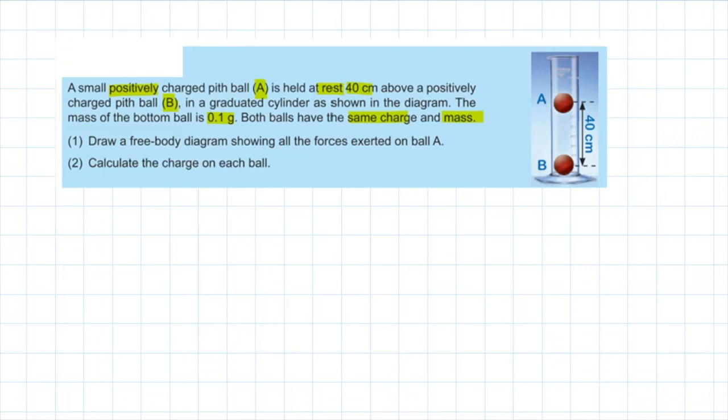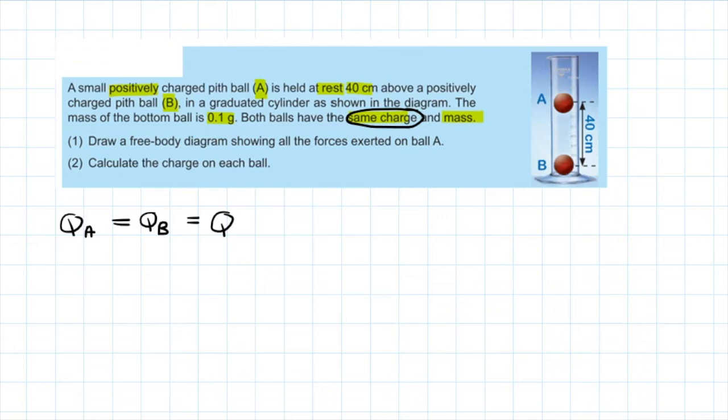So let's list what we have. We know that the charge on A is equal to the charge on B, because they say both balls have the same charge. So we might as well say that both of these charges are equal to Q, where Q is just a variable we're using in place of the charge because we don't know what the charge is.